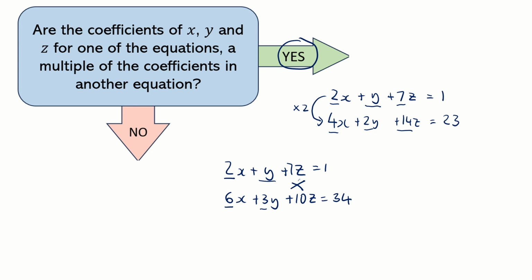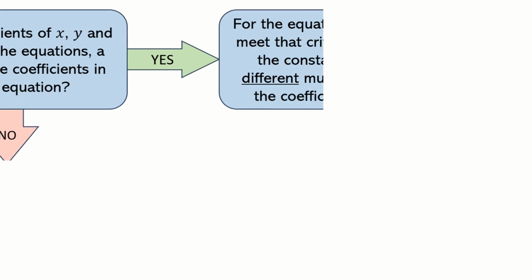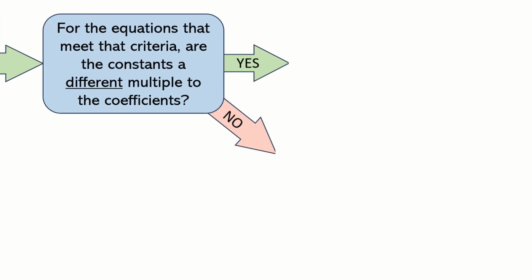So that's the first check you need to do. Very simple, very quick. You don't need to show any working. It's just like a yes or no sort of thing. Once you've decided that is happening, the next thing you need to do is to look at the constant on the end as well, and then decide, is that also the same multiple as the coefficients were?